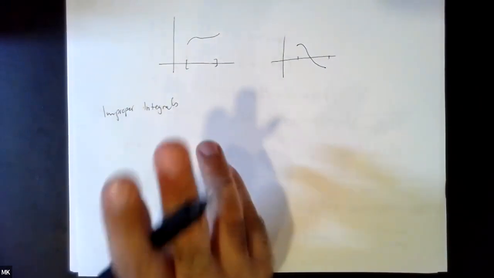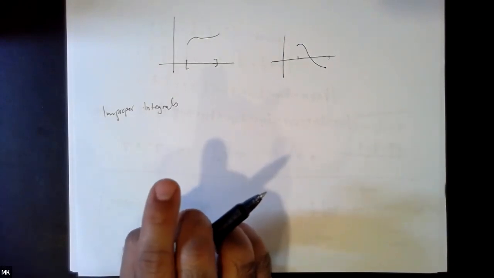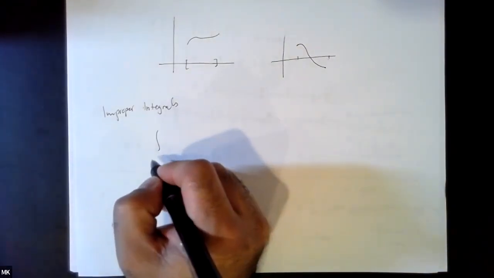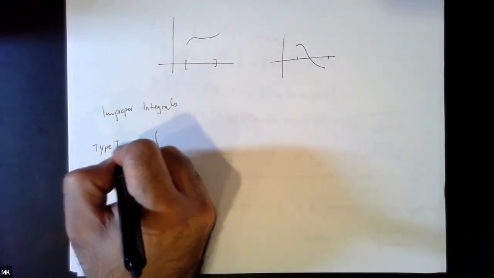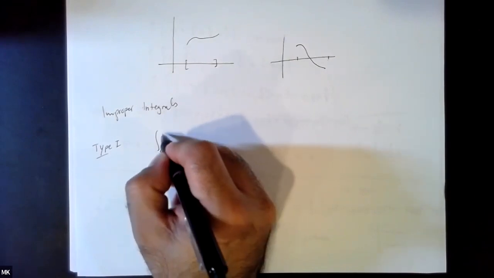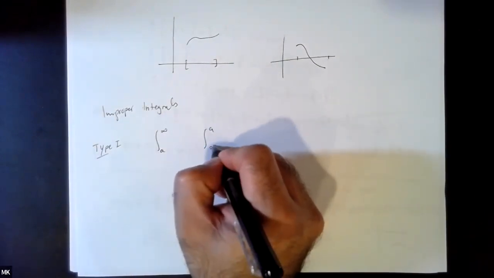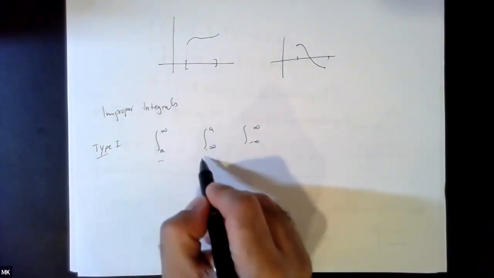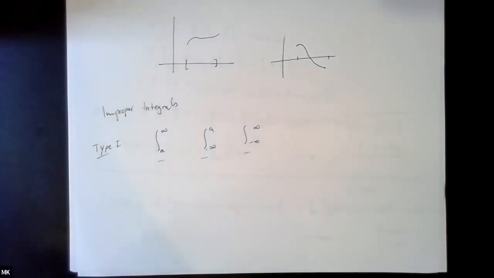So we have two types of improper integrals, as Stuart likes to call them. One is the one where either one or both of your bounds are infinite. So that will be type 1, where one of your bounds, or both your bounds, are infinite. Any of these forms would be an improper integral of type 1. So you're removing the boundedness of the interval.